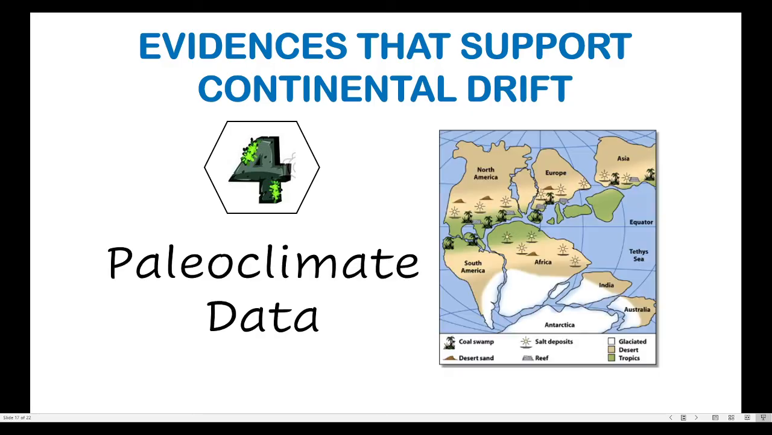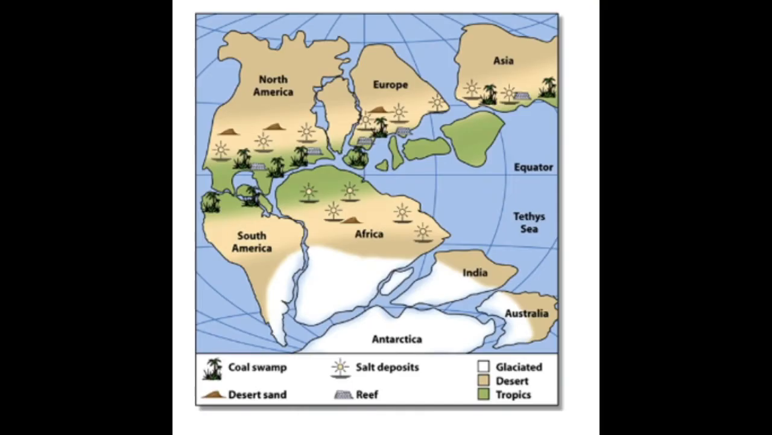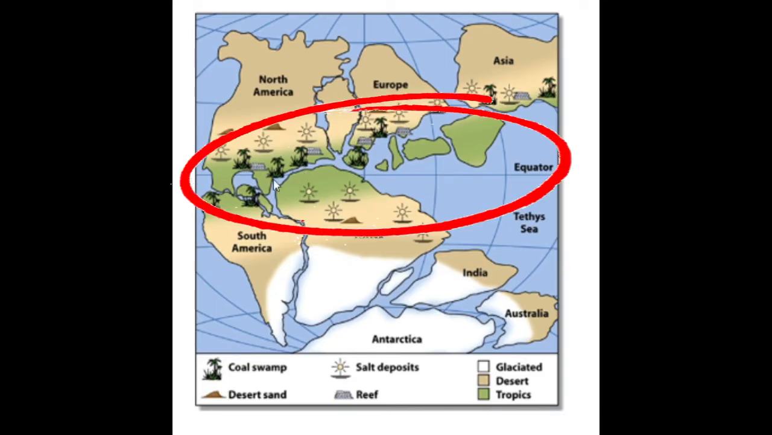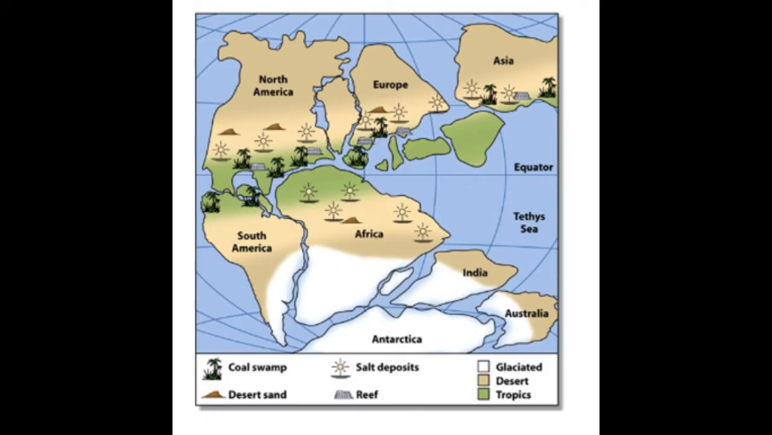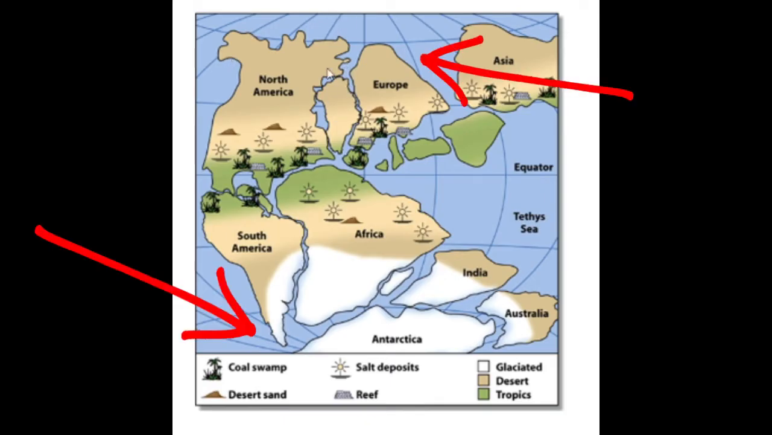Finally, we have paleoclimate data. When we say paleoclimate data, it translates to past climate data. So why are we dealing with past climate data? So if we will look at this arrangement of the continents, the middle part of this map would be near the equator, so therefore it should have a tropical climate. It should receive more sunlight.